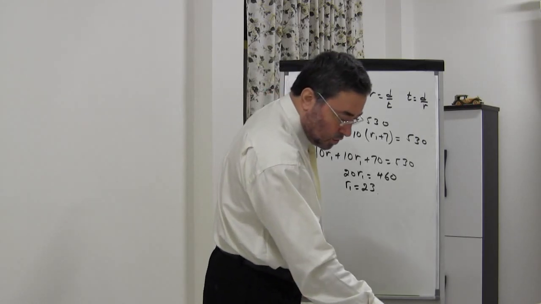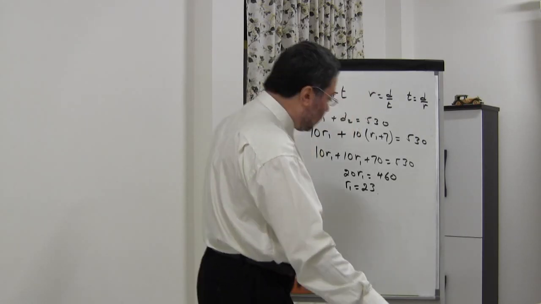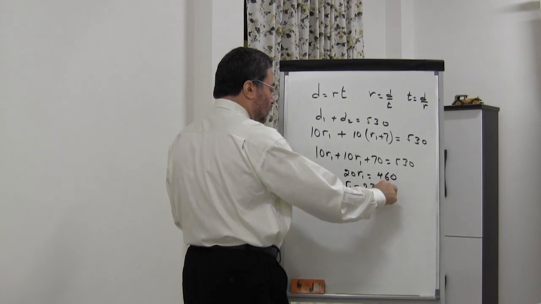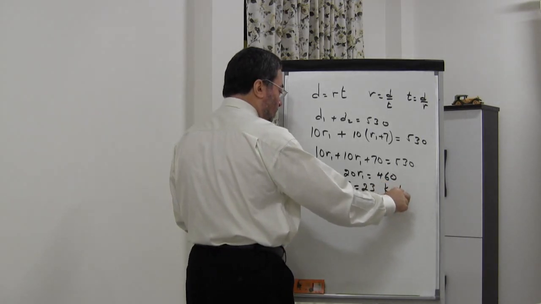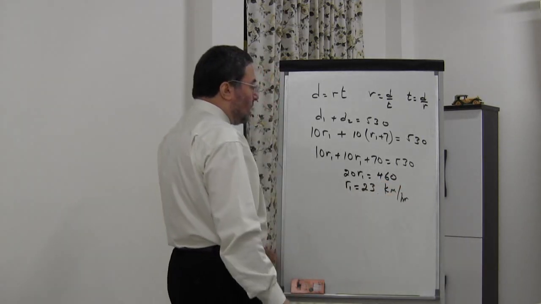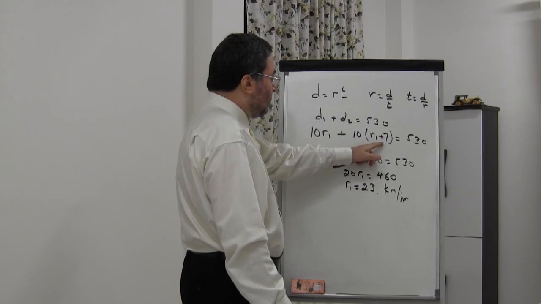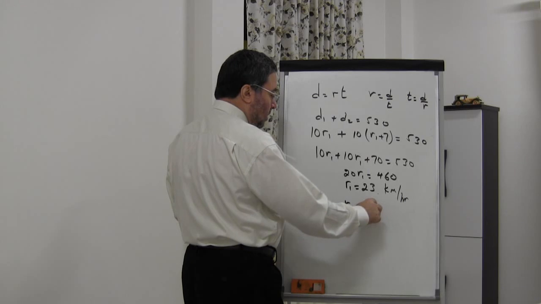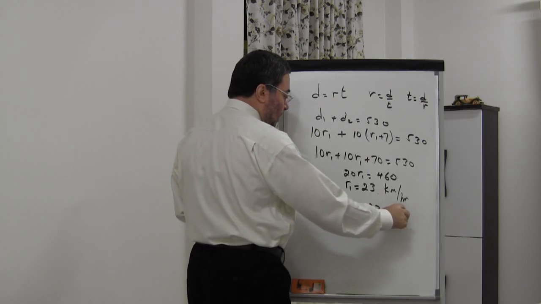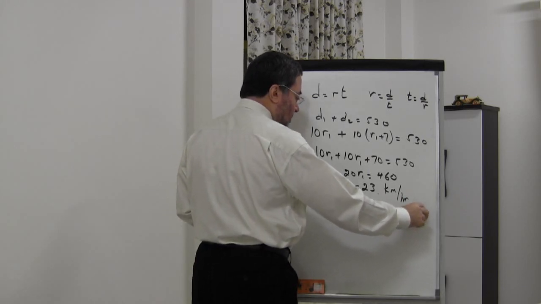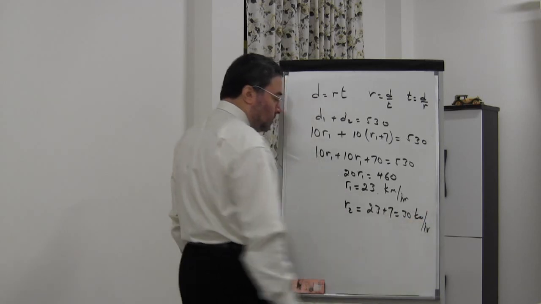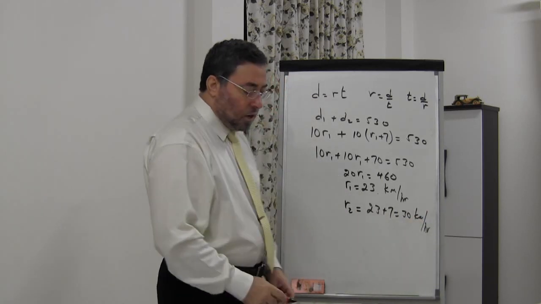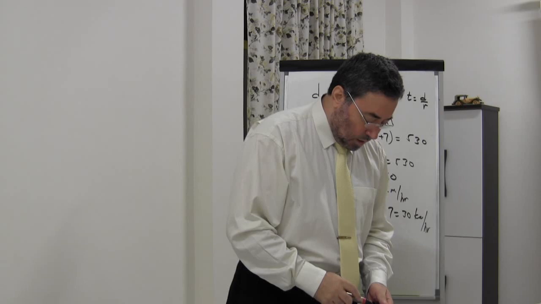And we should check our units, and here it is kilometers per hour. The second one is 7 more. So R2 will be 23 plus 7, and that's 30 kilometers per hour. And this is how we are going to solve all the other problems.